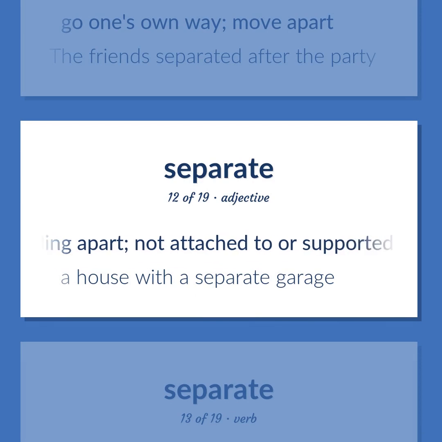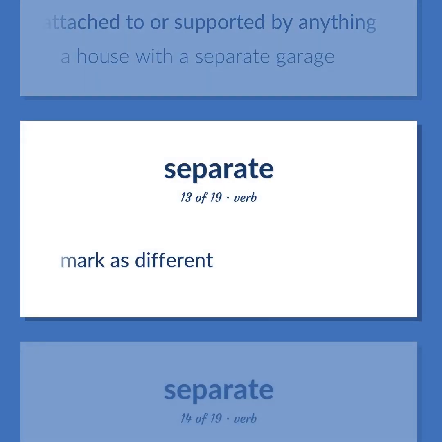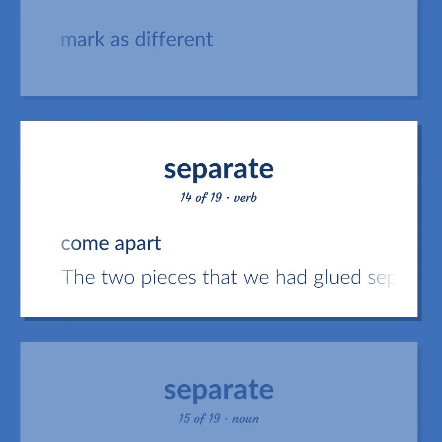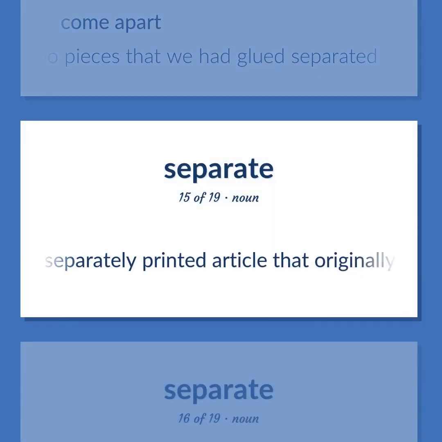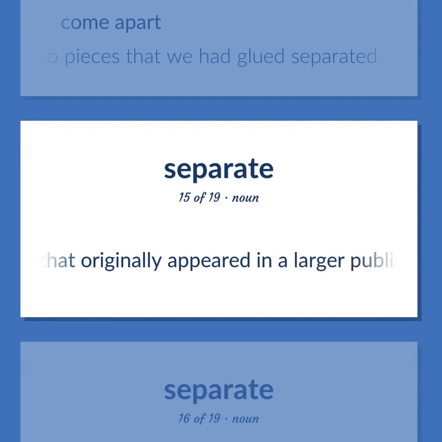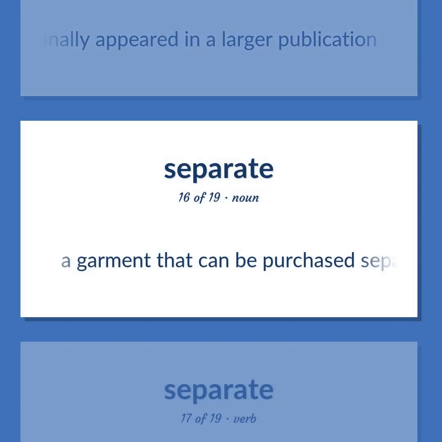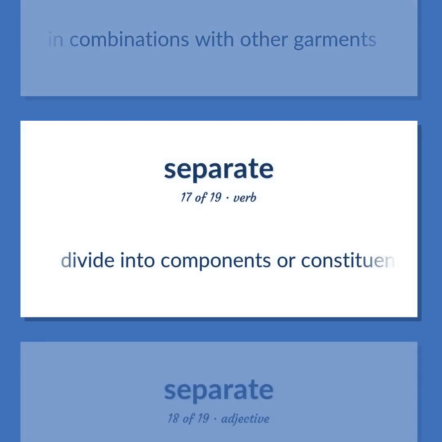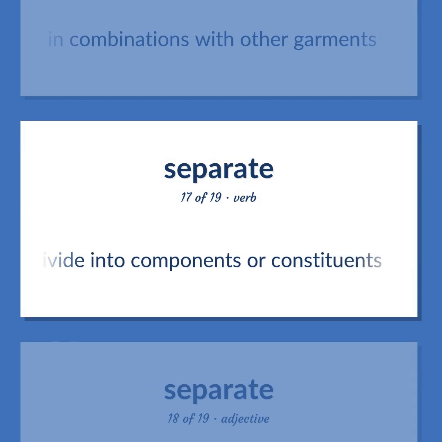Standing apart. Not attached to or supported by anything. A house with a separate garage. Mark as different. Come apart. The 2 pieces that we had glued separated. A separately printed article that originally appeared in a larger publication. A garment that can be purchased separately and worn in combinations with other garments. Divide into components or constituents.